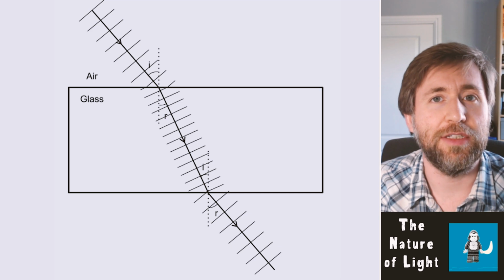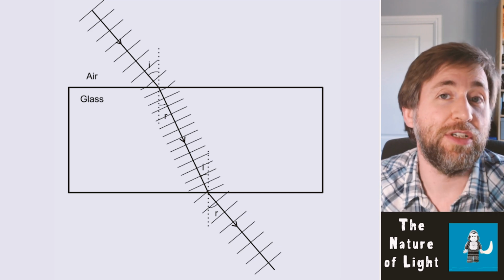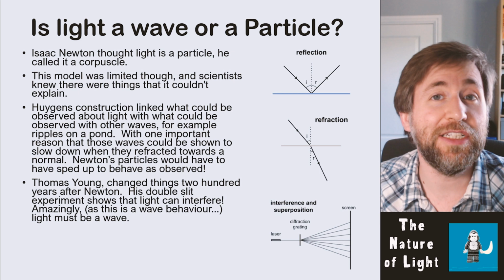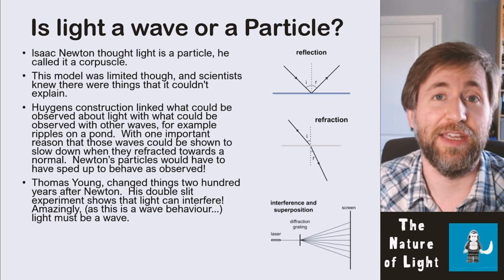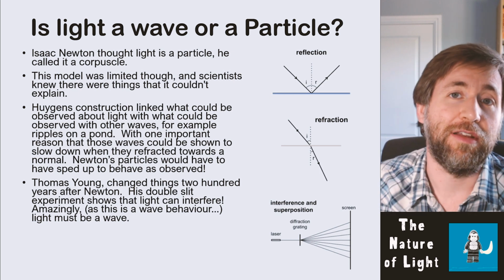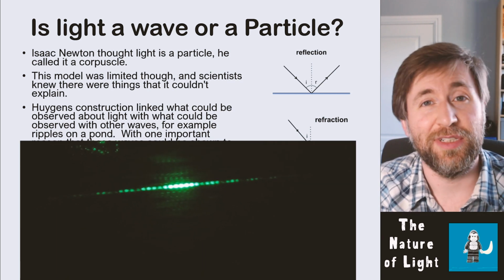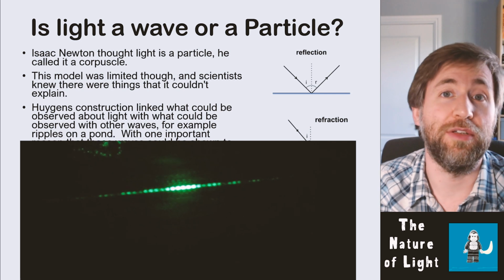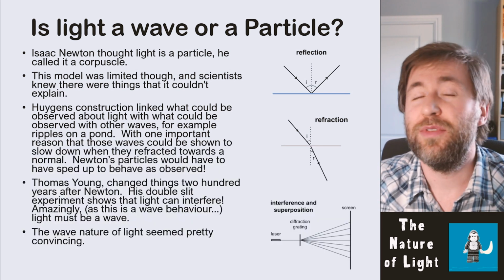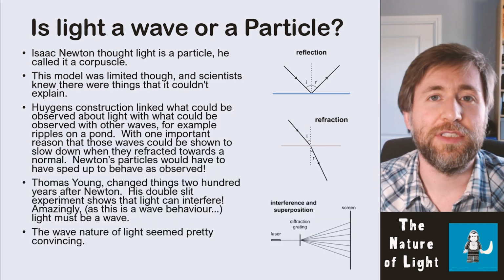So the debate continued. The debate continued until Thomas Young did his famous double slit experiment, and he showed that light could actually interfere. He showed that when you passed monochromatic light through a pair of slits, they diffracted and they interfered and they produced an interference pattern, something which we knew waves could do. So the wave nature of light seemed pretty convincing at this point.